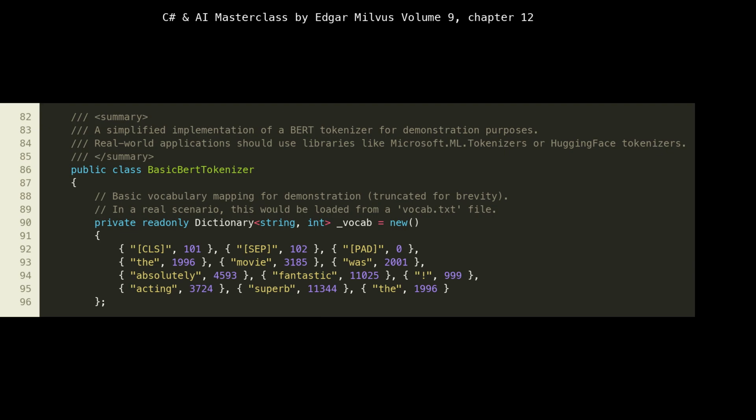This vocabulary is extremely limited for demonstration purposes. In a real BERT model, the vocabulary would contain tens of thousands of entries and be loaded from a vocab.txt file. The choice to hardcode a small vocab here simplifies the example but also highlights a significant limitation. Any word not in this tiny vocabulary will be handled as an unknown word, severely limiting the tokenizer's practical utility. This design choice prioritizes clarity and self-containment over real-world performance or accuracy.